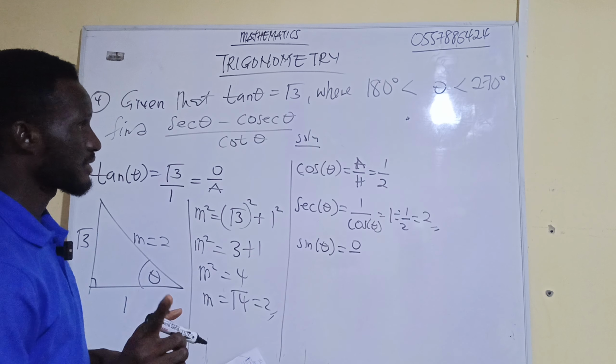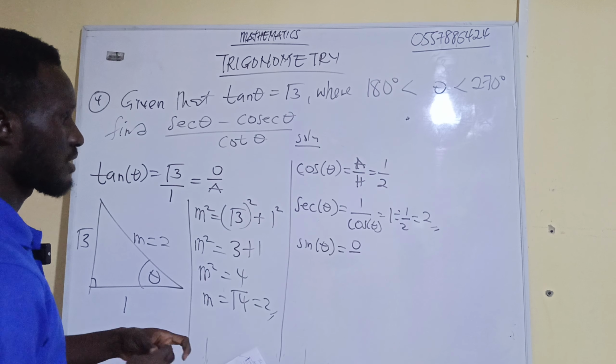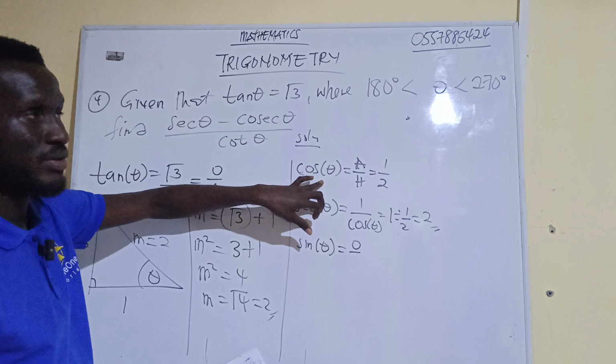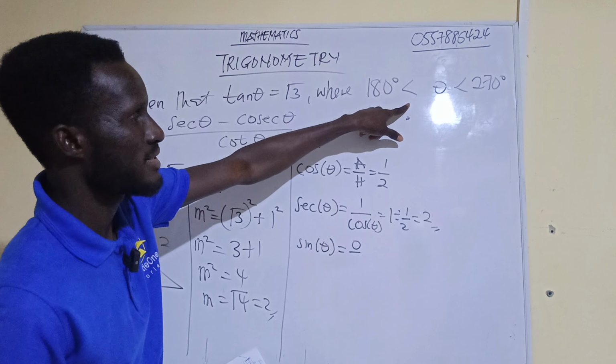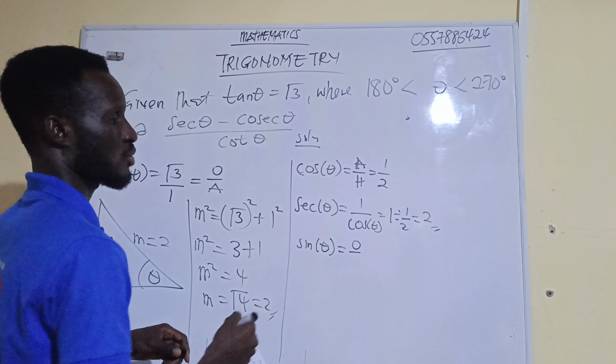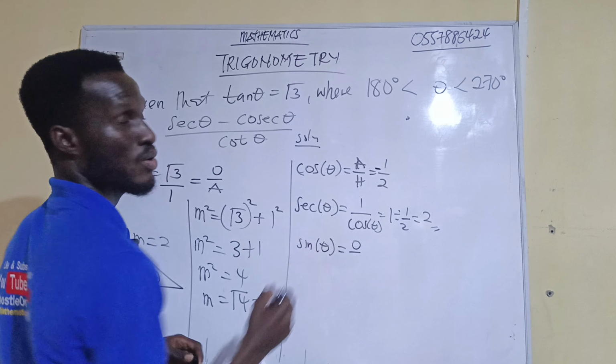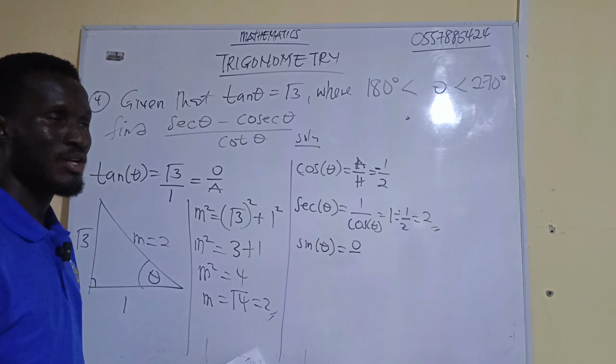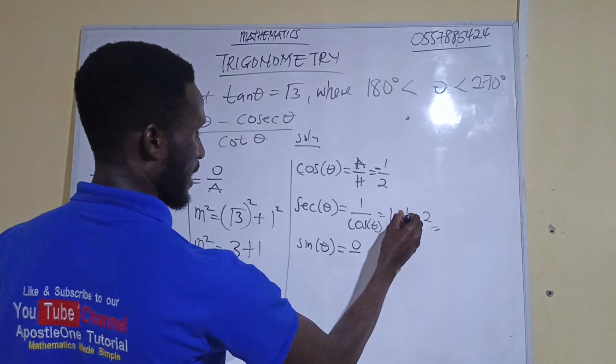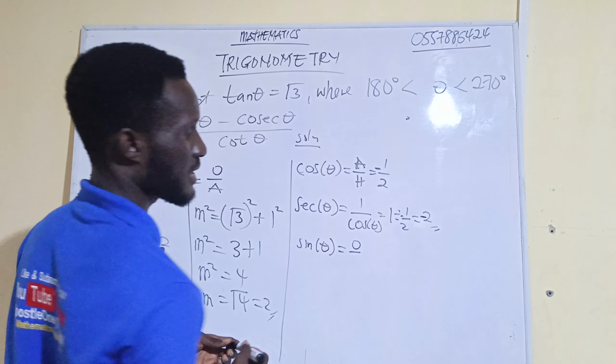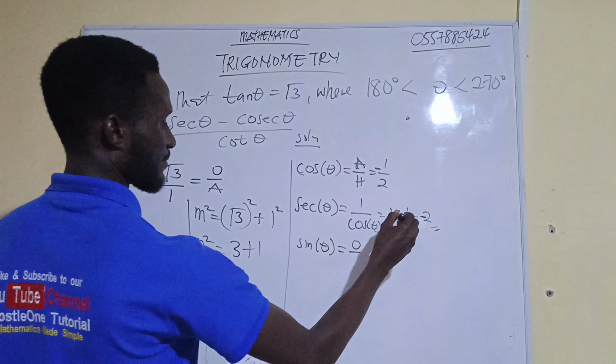Now, look at something. What is the sign for the cosine? This one is in the third quadrant. So, in the third quadrant, the sign is supposed to be negative. The cosine is supposed to be negative. The sine too is supposed to be negative. So, you're going to get negative here. You're going to get negative what? Negative 2. Don't forget.